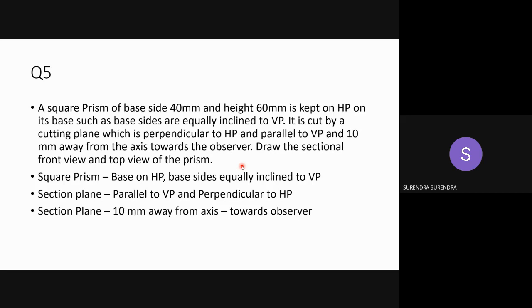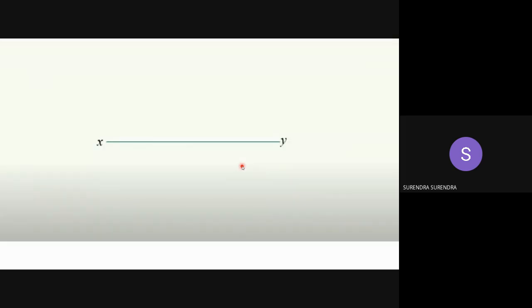In the previous four problems, the section plane was at a height of 25 mm from the base. But in this problem, it is given as 10 mm away from the axis towards the observer. So how to represent? Say this is the object, the square prism resting with its base on horizontal plane. So you can see the true shape in top view. One more condition is given, that is all the sides are equally inclined.